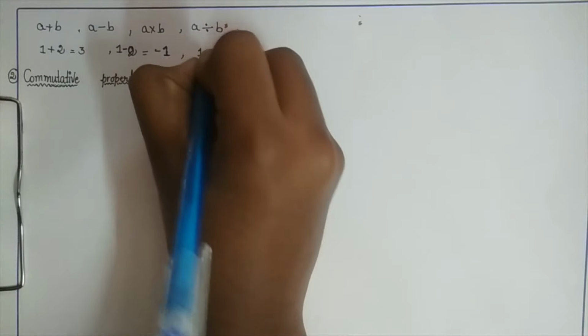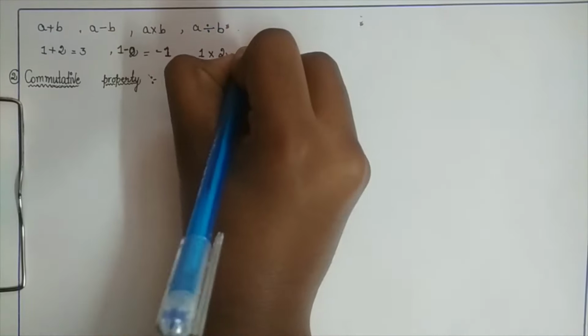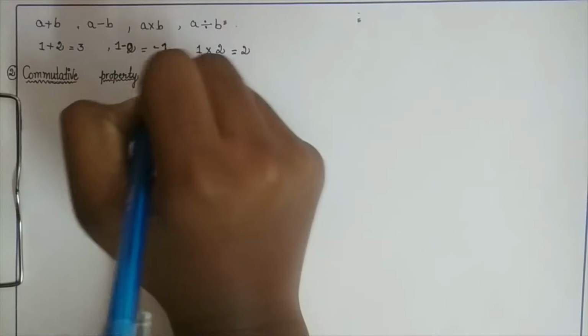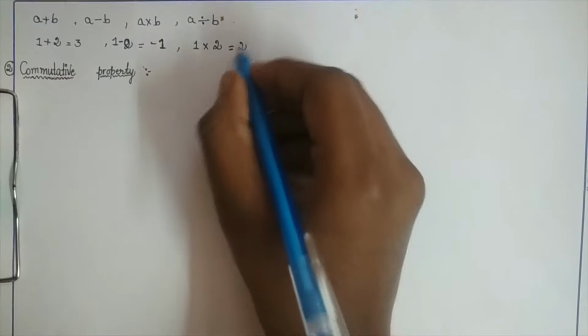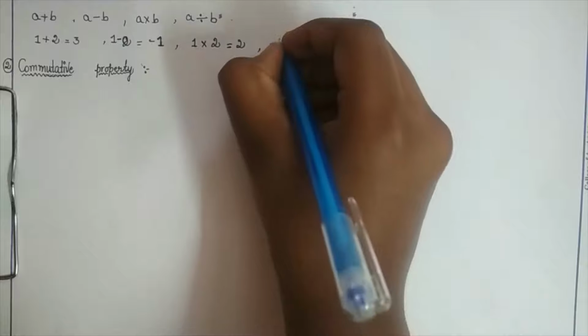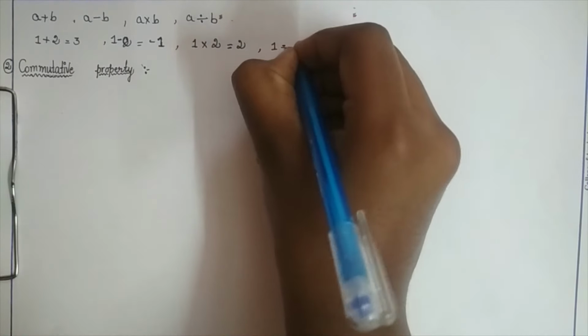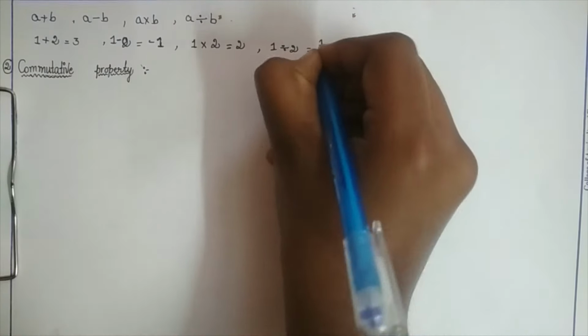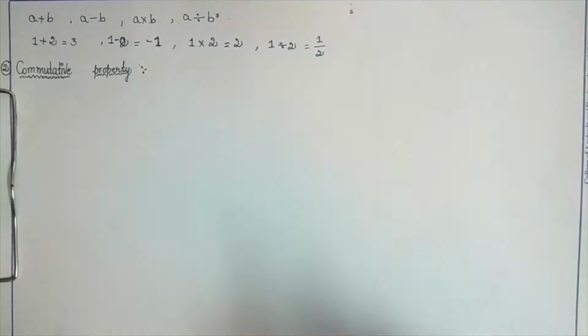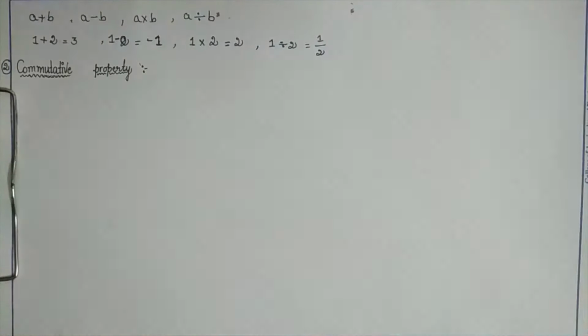Next, 1 into 2 is 2. It satisfies under multiplication. So 2 is also a rational number. Next, 1 divided by 2, 1 by 2. It is in the form of p by q. So it also satisfies under division.